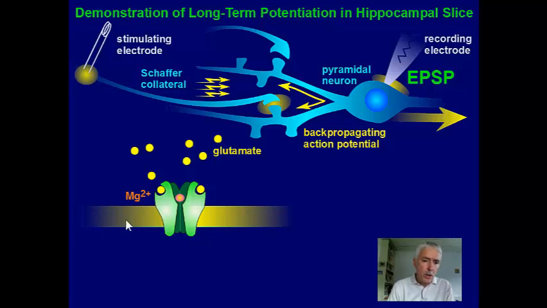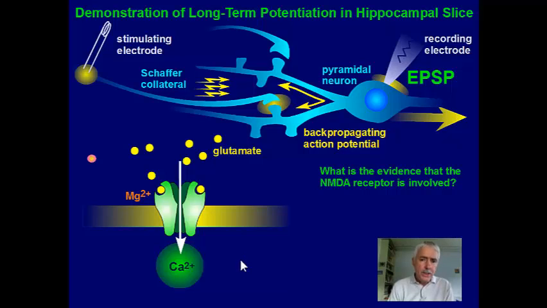To lift that block, you need this strong membrane depolarization. And what happens then with this depolarization is that the magnesium is kicked out or leaves the channel, and thus the channel is now open and available for the calcium flow.